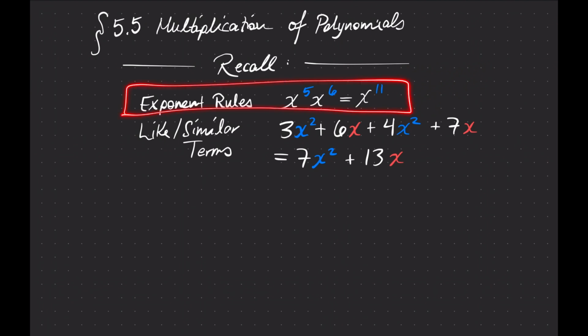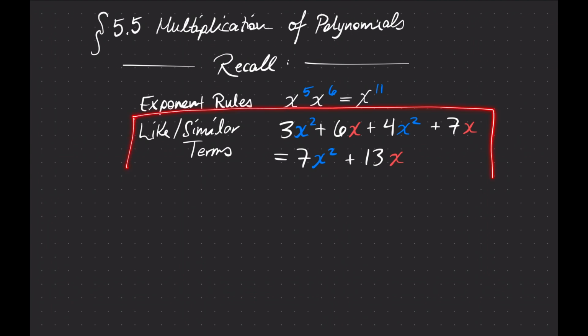Exponent rules we're going to use a ton as we multiply polynomials. So if that's confusing at all, make sure you revisit chapters 5.1, 5.2, where we did it with monomials before we started today. And then same thing, we're going to use like terms or similar terms. They might be called a ton. So make sure you're comfortable categorizing like these variables.